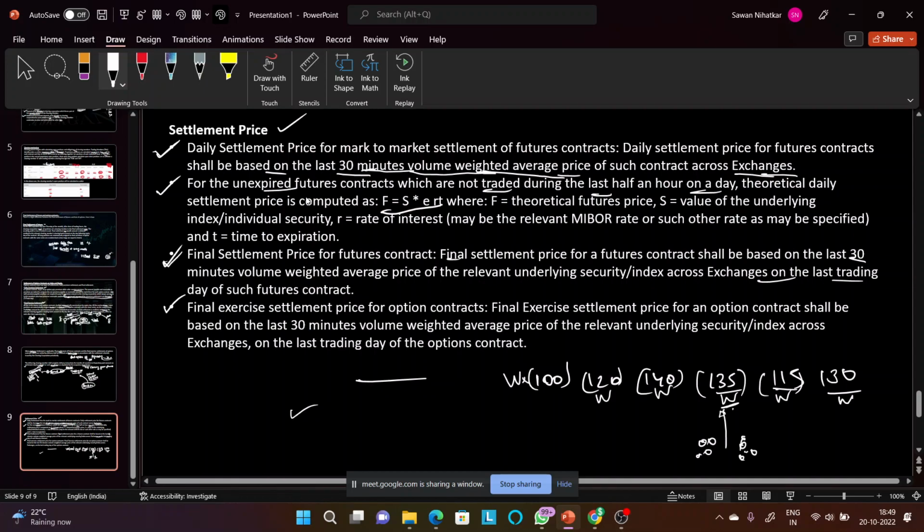Lastly, the final exercise settlement price for options contract. So the final exercise settlement price for an option contract shall be based on the last 30 minutes of volume weighted average price of the relevant underlying security or index across exchanges on the last trading day. Again, one and the same, no difference.